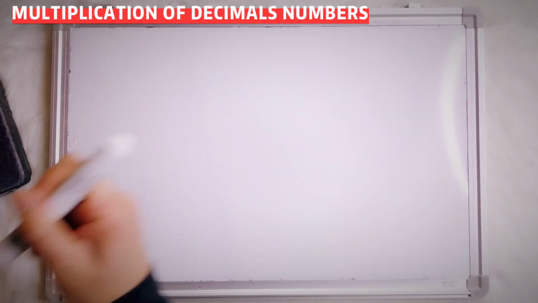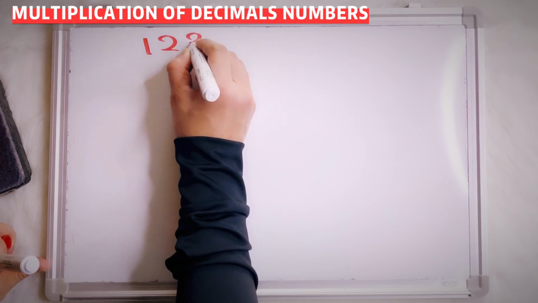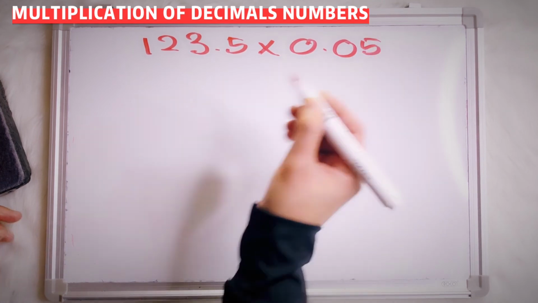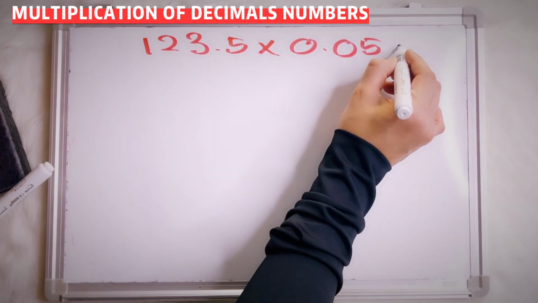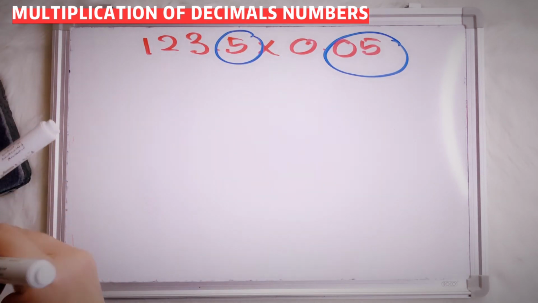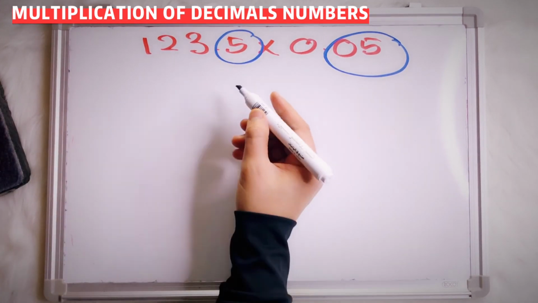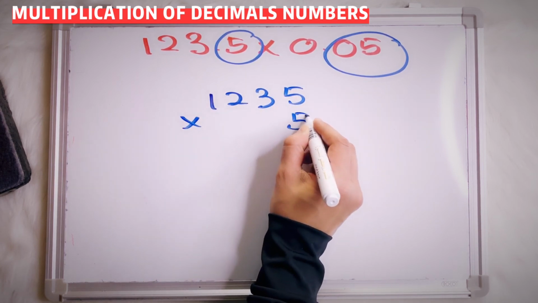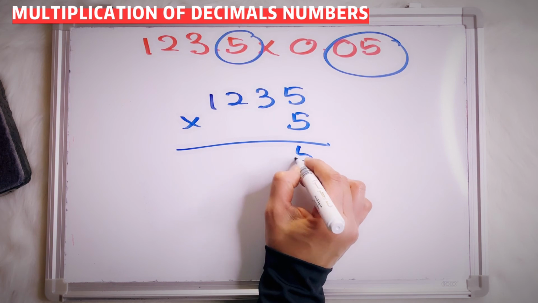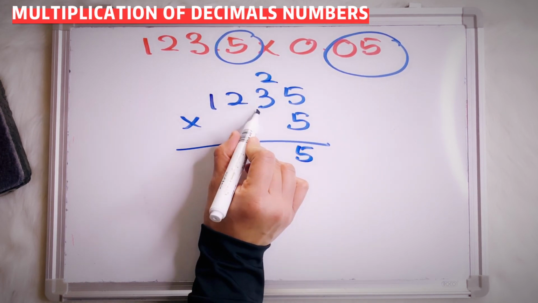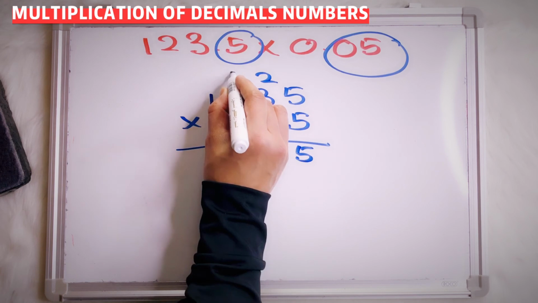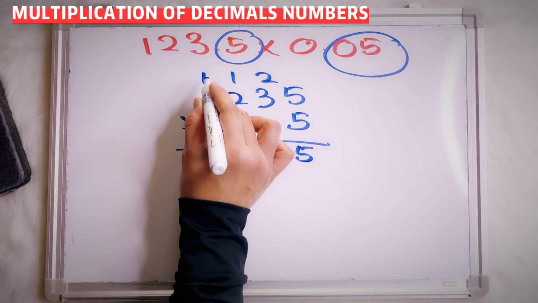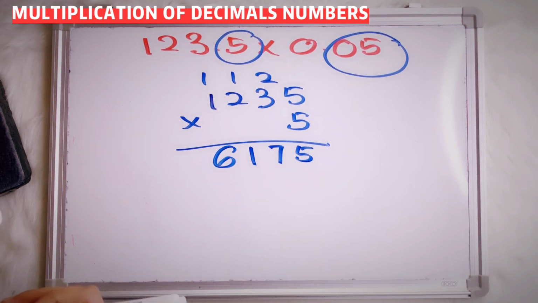If I give you 123.5 multiply with 0.05, I circle after the decimal. We have 2 here, 1 here. So 1, 2, 3. 5 multiply with 5. So 5 times 5, 25. 5 times 3, 15, plus 2, 17. 2 times 5, 10, 11. 1 times 5 plus 1, 6. Correct?